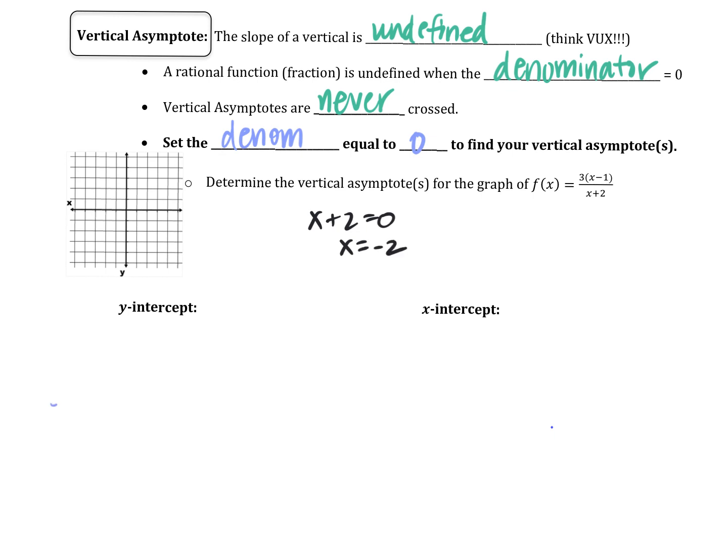You guys, let's go graph that. Make sure that you grab your calcies today. Grab a calculator, and let's go graph this. We're going to use our calculators for sure.